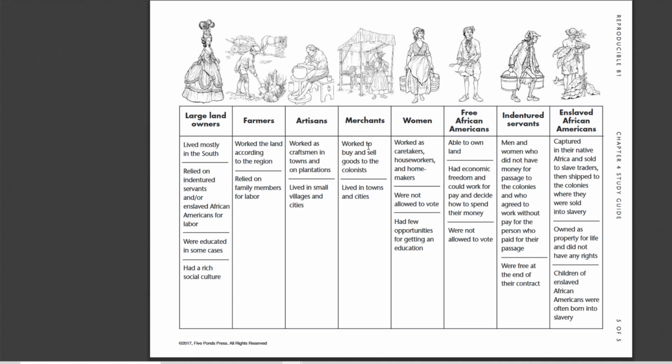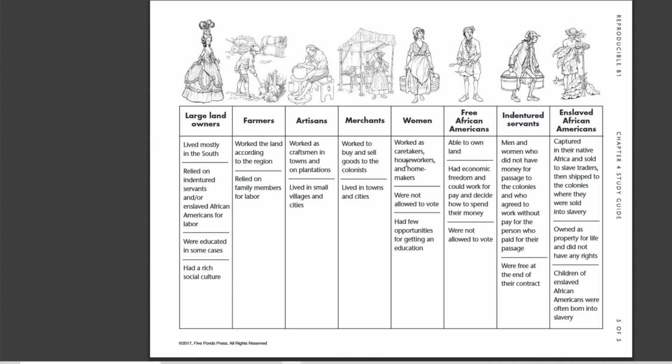And then we have merchants. These are the people that buy and sell goods to the colonies. Without them, you would have to go to each individual farm or workshop or whatever. But merchants made it very convenient to go to one place and get different things. You know, think about it like an old-timey Walmart. And then they lived in towns and cities as well.